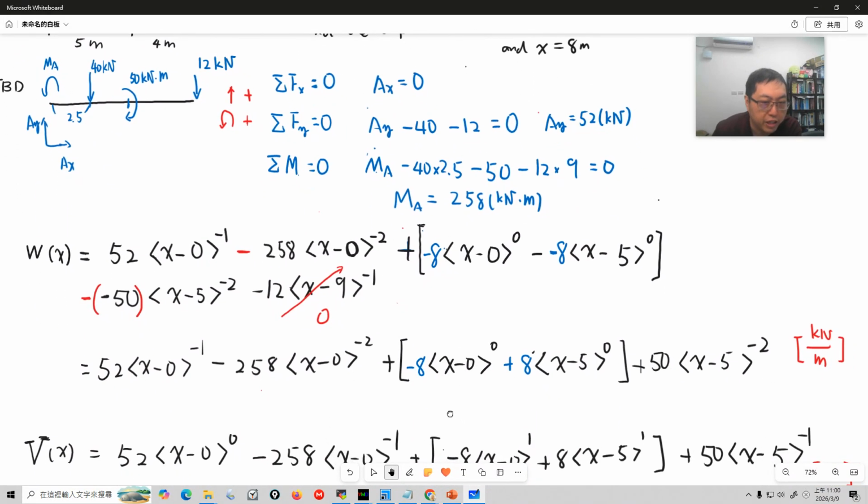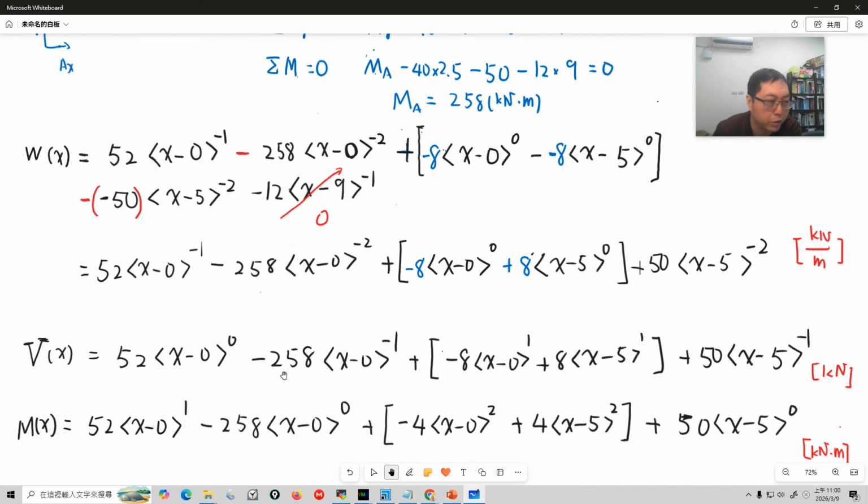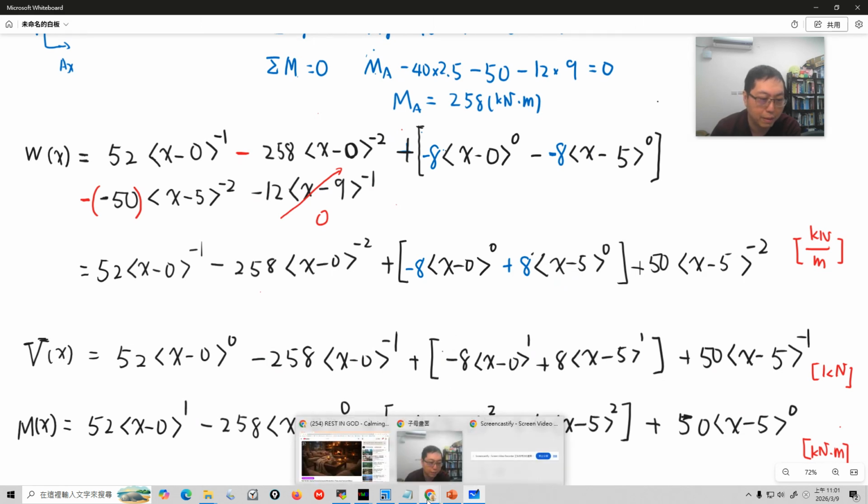After you get the intensity function, you have to integrate it twice to get the moment function. When you do the integration, don't forget the integration rule for the discontinuity function. If the power is minus 2 or minus 1, just add 1 to the power. If the power is 0, 1, 2, 3, just use the rule you learned in calculus. I'll stop the video here and show the remaining steps in the next video. See you, bye bye.